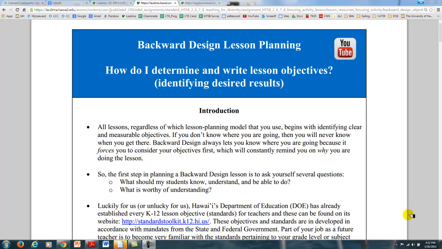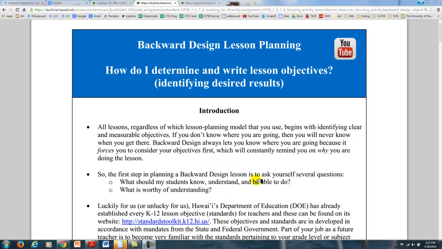The first step of backward design lesson planning is determining and writing your lesson objective. If you don't know where you're going in the lesson, then you'll never know when you get there, and neither will your students. Backwards design is effective because it forces you to consider your objectives first, which constantly reminds you of why you're doing the lesson.